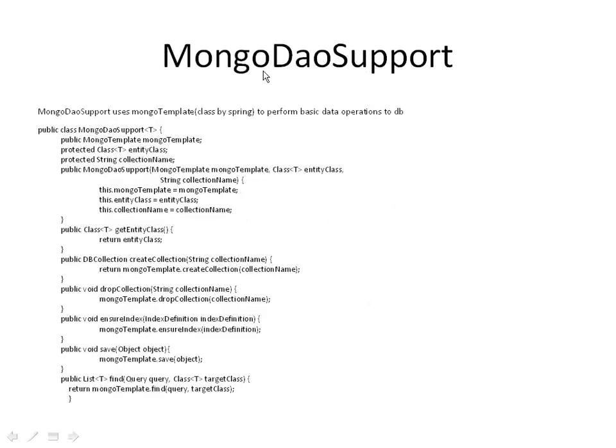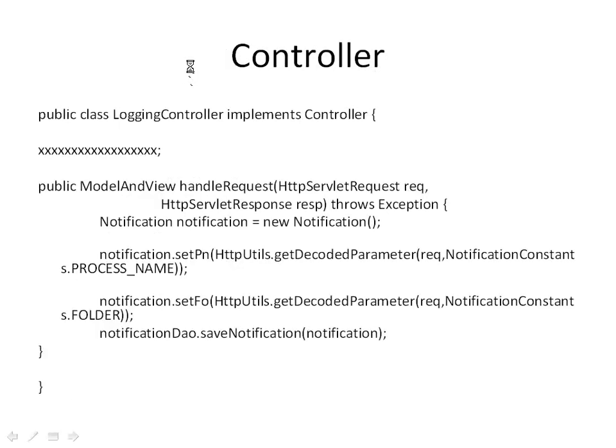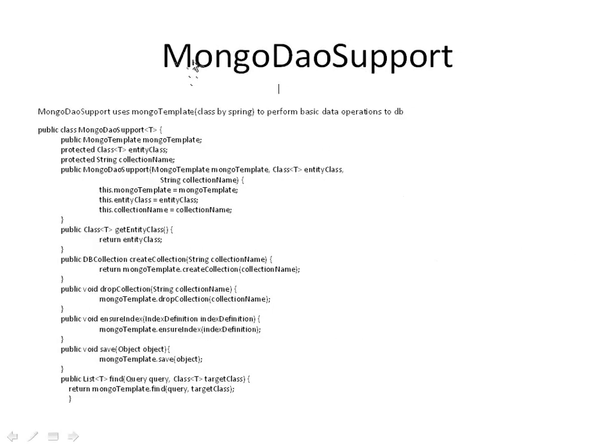Now let's see MongoDAOSupport. This is a very important class, provided by Spring. MongoDAOSupport uses the Spring MongoTemplate class to perform basic data operations on the DB. You can see the code for MongoDAOSupport is templatized. The constructor takes a MongoTemplate, the kind of model it is going to insert, and the collection in which it is going to insert the data. And it provides all the basic operations.